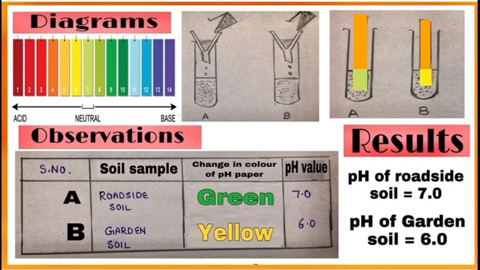Draw these diagrams in your practical notebook. Draw neat diagram with sharp pencil and then write your observations in the table given. pH of roadside soil is 7.0 as pH paper turns to green color and pH of garden soil is 6.0 as pH paper turns to yellow. You must write these values only after matching the pH paper with the pH scale. Write these two values in the results section also.